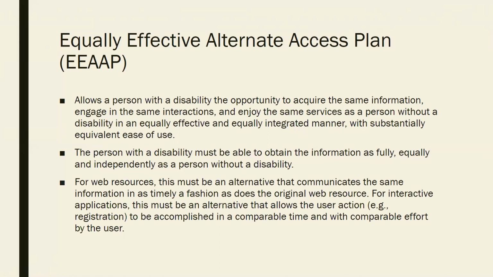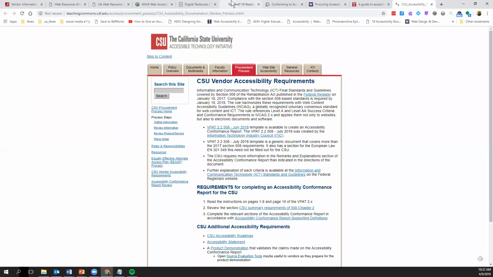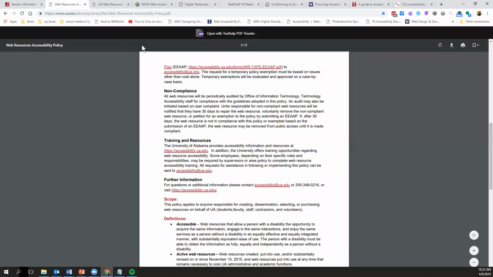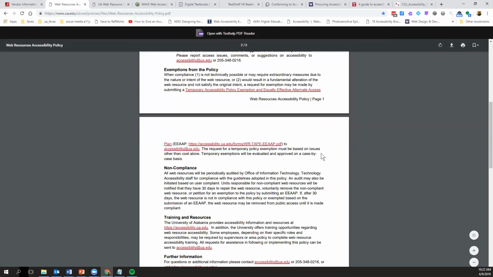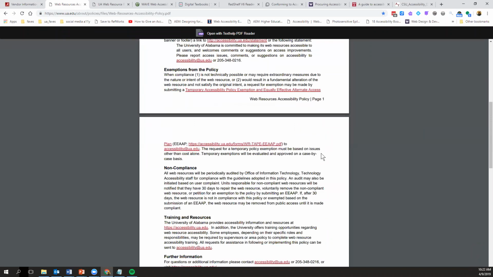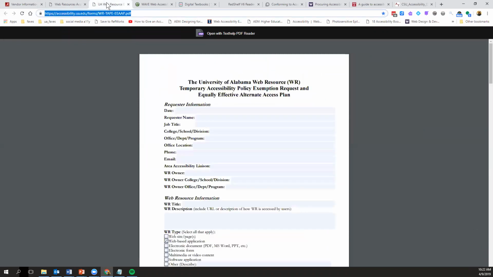So first I'll pull up what at this time is to be submitted. Within the web resources accessibility policy itself, there's a link to the form that one uses to request a temporary policy exemption. So following that link, one accesses the University of Alabama Web Resource Temporary Accessibility Policy Exemption Request and Equally Effective Alternate Access Plan.